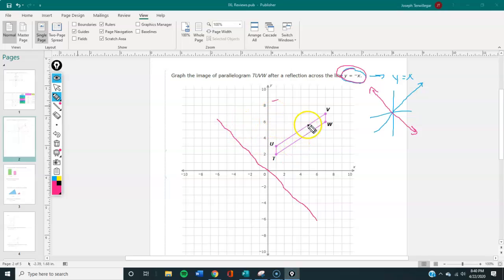I'm doing my best. I'm going to do the same thing I did before. I'm going to count the distance to the line, and I'm going to go that far the other direction. So T is 1.5 away. So I go half and 1 away for T prime. U is 1, 2. That's on there. So then U prime will be 1, 2.